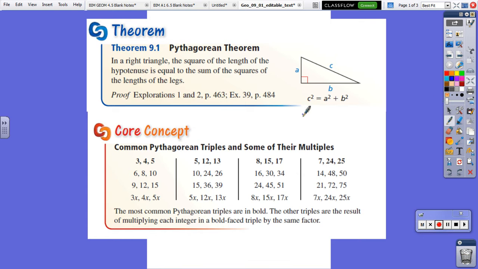Now, I also sometimes say it as leg squared plus leg squared equals hypotenuse squared, just because I want you to know that c is always the hypotenuse, and that's very important.